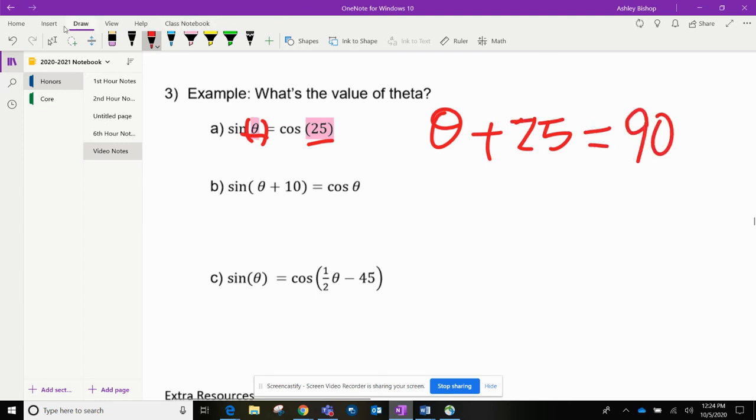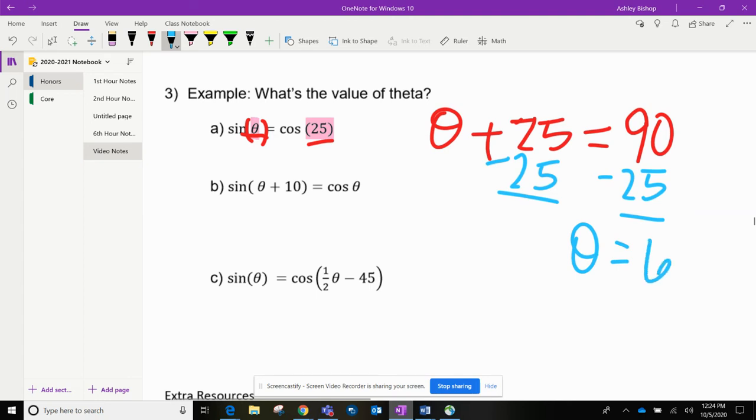And then I can just do simple algebra to get theta by itself. Theta is basically an unknown. It's treated like an x. So to get it by itself, to solve for it, I can subtract 25 from both sides. And theta is equal to 90 minus 25, which is 65 degrees. And then you can double check yourself.